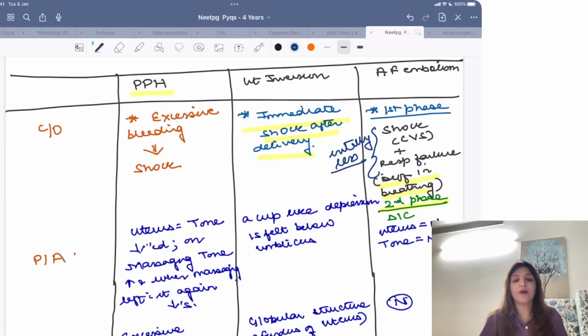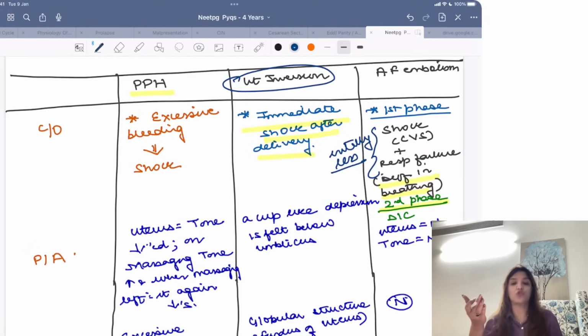Initially, in amniotic fluid embolism, the shock and bleeding are out of proportion to each other. Same is the case of uterine inversion. In uterine inversion, initially shock is neurogenic. Patient goes into shock immediately after delivery because when the uterus inverts, it leads to neurogenic shock, and later on there is excessive bleeding due to hemorrhagic shock.